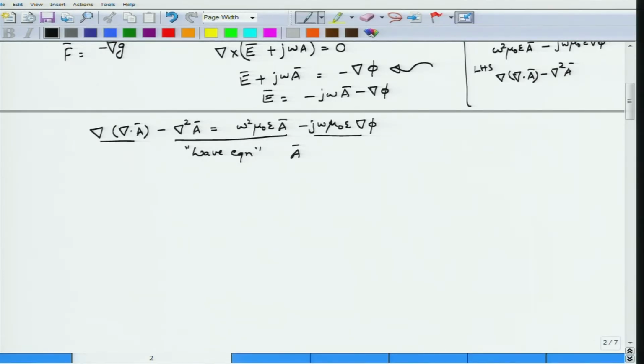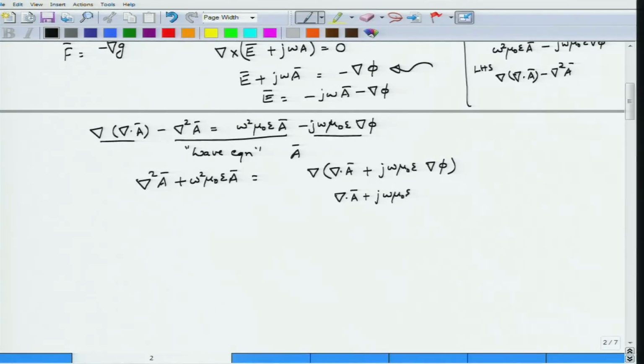So, in order to do that, let me do something interesting. Let me take this term, minus j omega mu 0 epsilon del phi, to the left hand side and push this del square A to the right hand side. If I do that, and again switching back left and right hand sides, I get del square A plus omega square mu 0 epsilon A must be equal to gradient of del dot A plus j omega mu 0 epsilon gradient of phi. If I now write down this del dot A, I can take the gradient operator out. So, what I get is del dot A plus j omega mu 0 epsilon phi, gradient of the whole thing, that must be equal to 0.